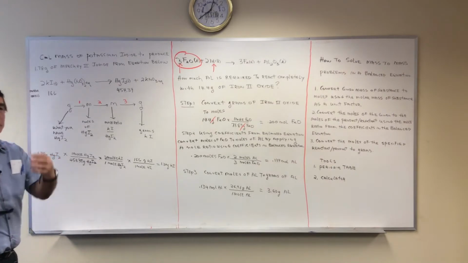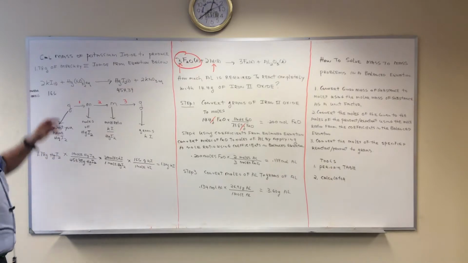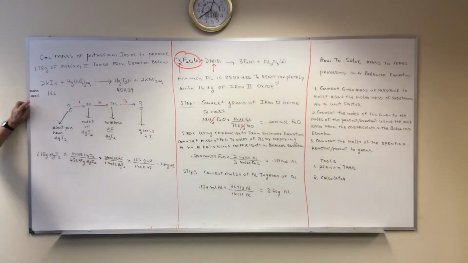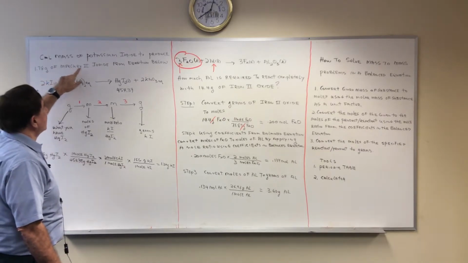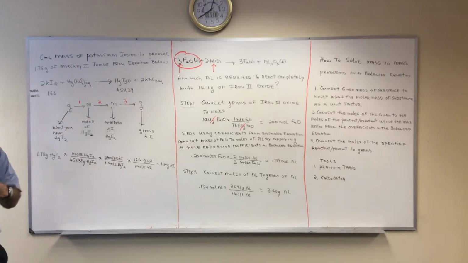I'm going to show you a similar problem, but we're going to do it in one full step. The first thing is calculate the mass of potassium iodide to produce 1.78 grams of mercury(II) iodide from the equation below. Again, this is the balanced equation. The critical molar masses that we need to know are the ones associated with the problem, which means we have to know potassium iodide, which is 166, and we also must know mercury(II) iodide, which is 454.34. Now, instead of going step by step, we're going to try to do this in one step.